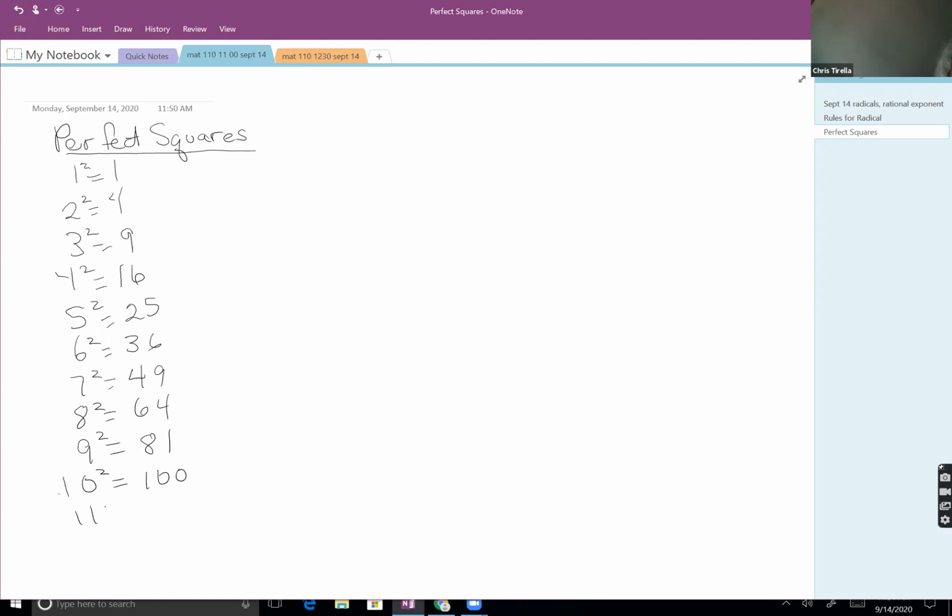11 squared is 121. 12 squared is 144. 13 squared is 169. And I've run out of room, but you can keep that list going. We're going to use those to help us simplify a radical.